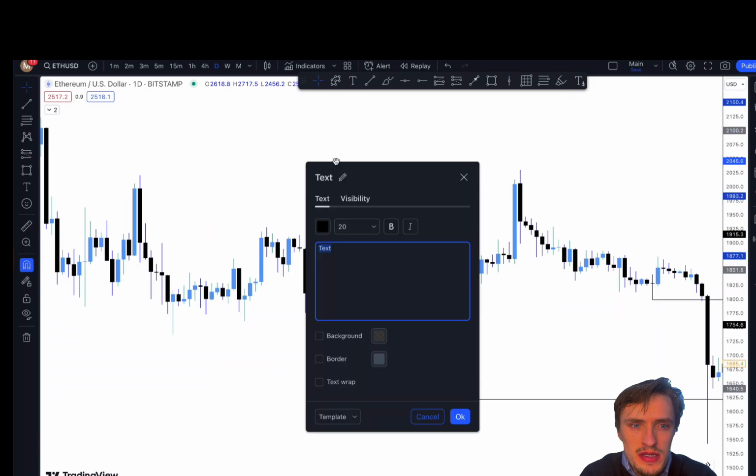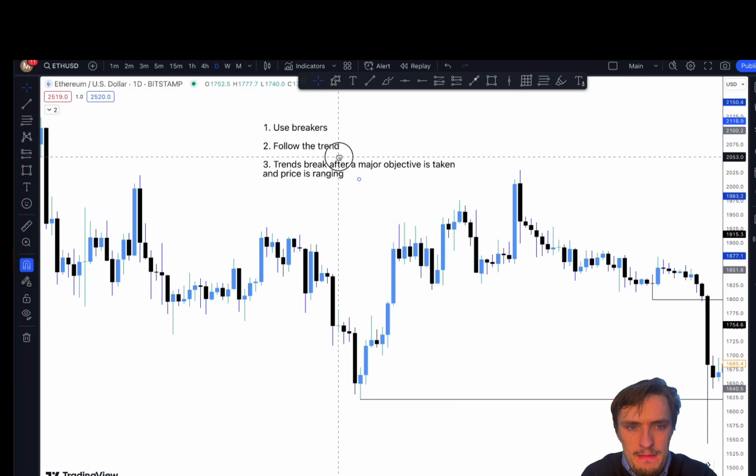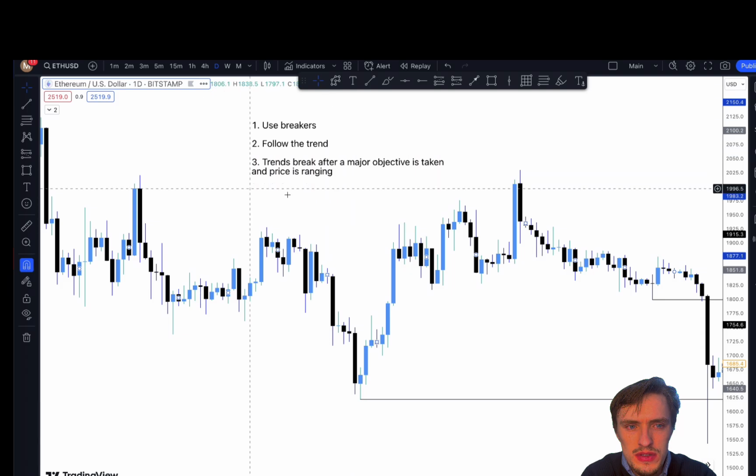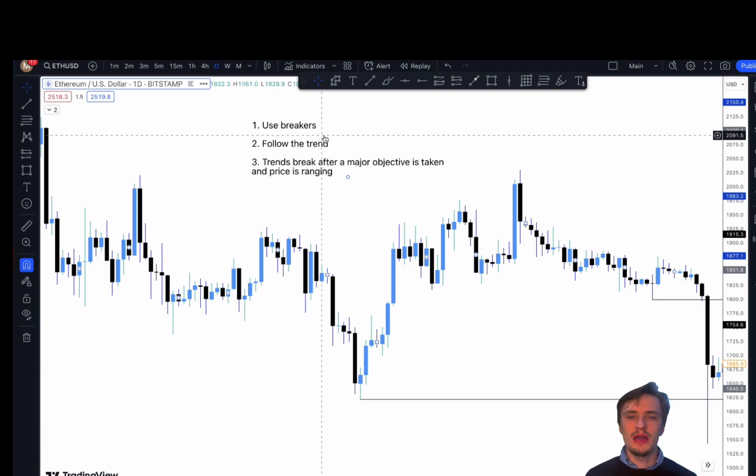So what you've learned so far is: 1, use breakers. That's how you trade. 2, follow the trend. 3, trends break after a major objective is taken and price is ranging. So when those things are in place, you can trade and analyze cryptocurrency the proper way.